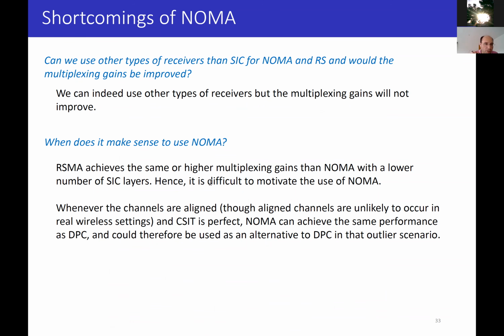And so the question is, when does it make sense to use NOMA then? Well, if you look at the technical results based on degrees of freedom and multiplexing gain, you would say, well, RSMA achieves the same or higher multiplexing gain than NOMA in all scenarios. And it does this with a lower number of SIC. So from this perspective, it's difficult to find any motivation to use multi-antenna NOMA.